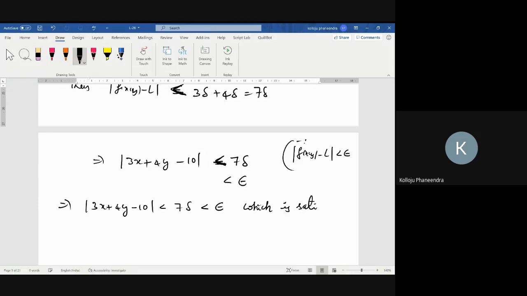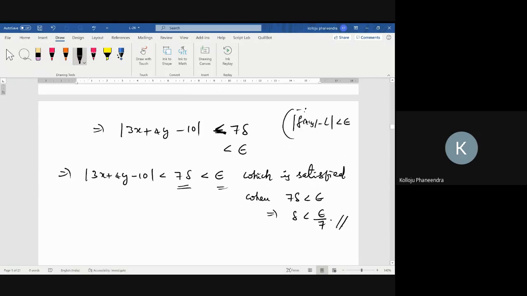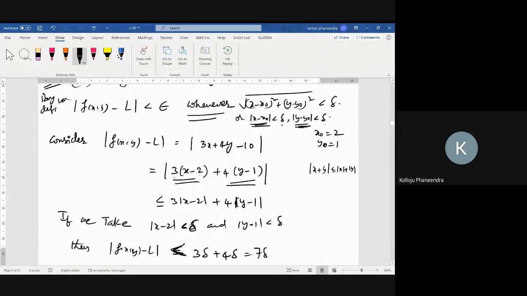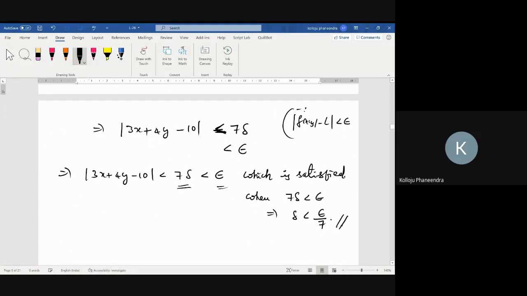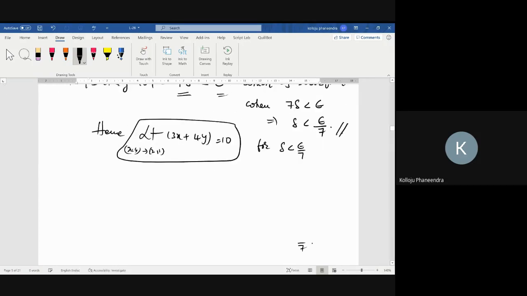7 delta less than epsilon is satisfied when 7 delta less than epsilon, which means what? Delta is less than epsilon by 7. This is the corresponding value of delta. That's it, this is the proof. That means we are finding the delta value corresponding to epsilon. So what I'm getting is delta equal to epsilon by 7. Hence, you conclude this: limit (x, y) tends to (2, 1) of 3x plus 4y is equal to 10, for delta less than epsilon by 7. Okay, and coming to the second one.